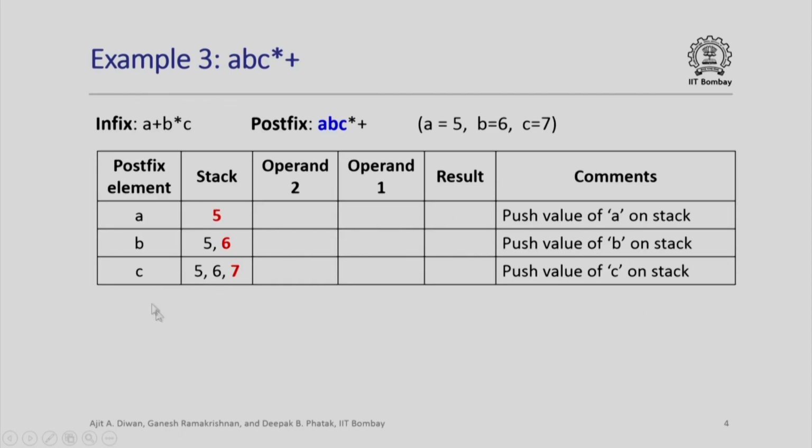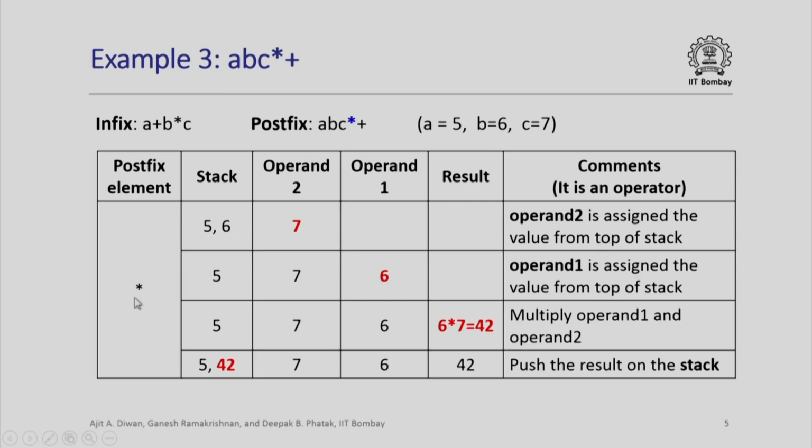Let us look at this example A plus B star C. The infix expression will become ABC star plus in postfix, as we have already seen. Let us assume values of 5, 6 and 7. So, see what happens when this expression is evaluated as per the logic that we just saw. We examine the characters in sequence. A comes first, we push the value 5 onto the stack, which is the value of A. Next comes B, we push the value 6 on the stack. Next comes C, we push value 7 on the stack. So far we have traversed the string examining the first 3 characters.